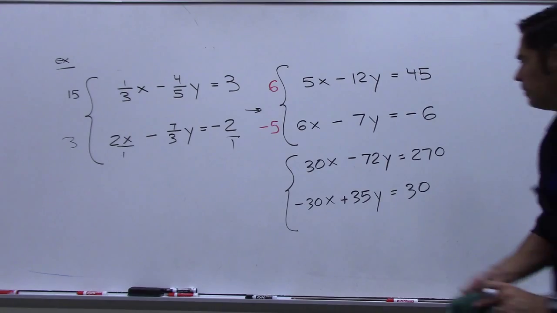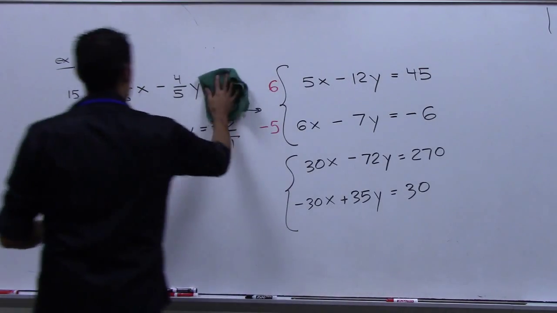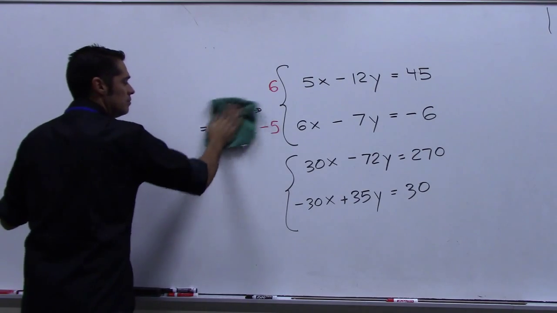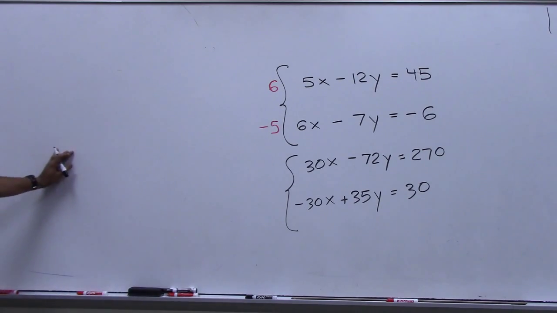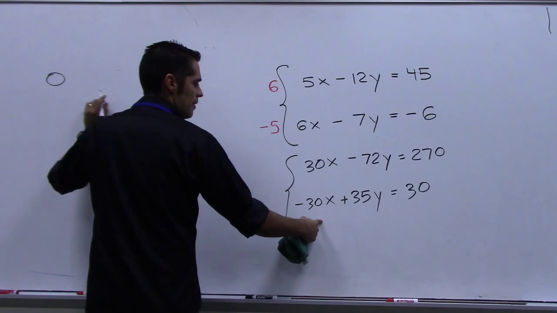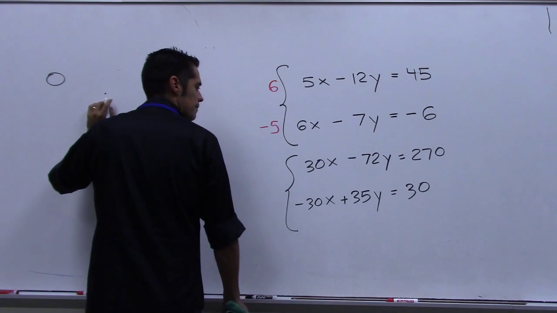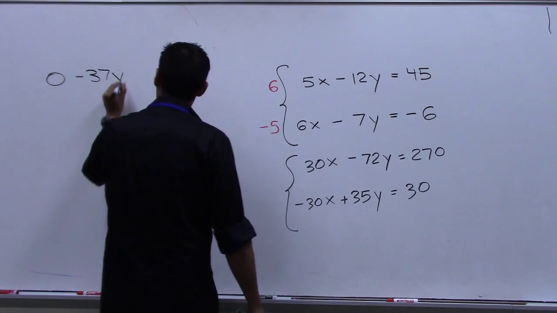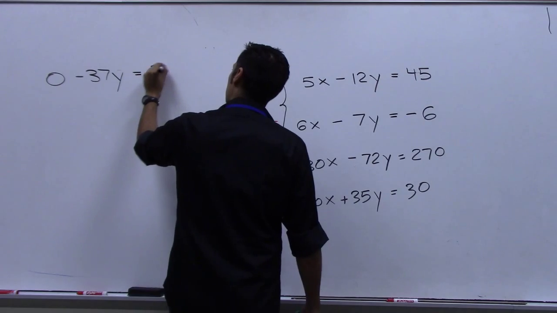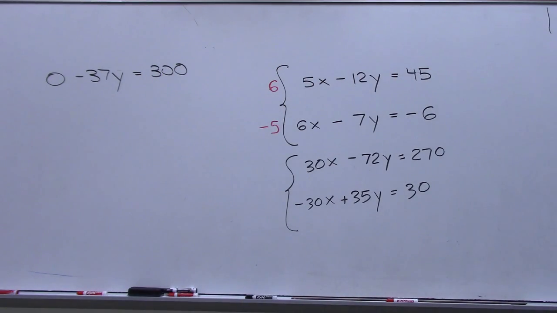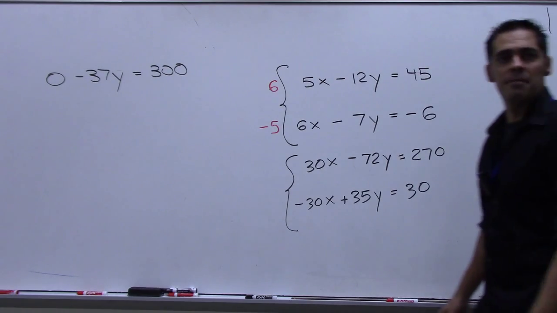Now they're off. These are perfect, right? 30 and negative 30, sorry, 30x and negative 30x. So when I add down now, I'm going to get 0 right here. And then how many y's? Negative 37. Negative 37 y's. I agree. And then equals what? 300. And divide both sides by negative 37.